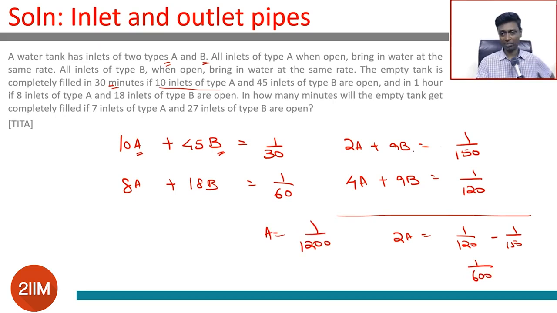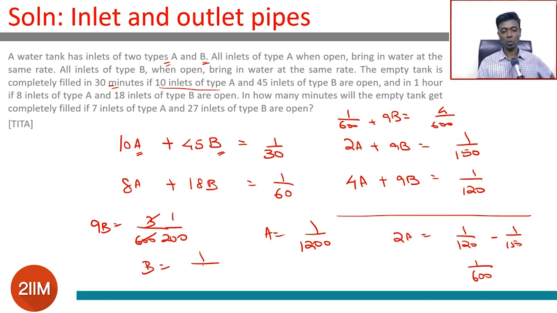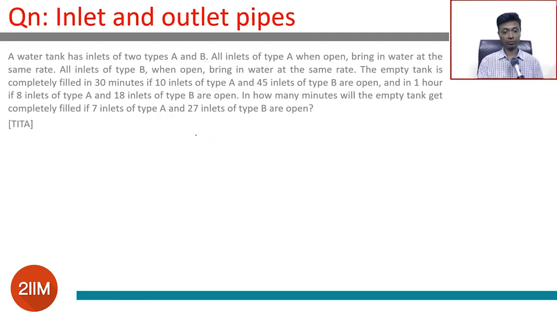2A plus 9B is 1 by 150. 1 by 600 plus 9B is 4 by 600. 1 by 150 is 4 by 600. Or 9B is 3 by 600, or 1 by 200. Or B is 1 by 1800. We've got A, we've got B. All we have got to do is plug into this equation and then we are through.